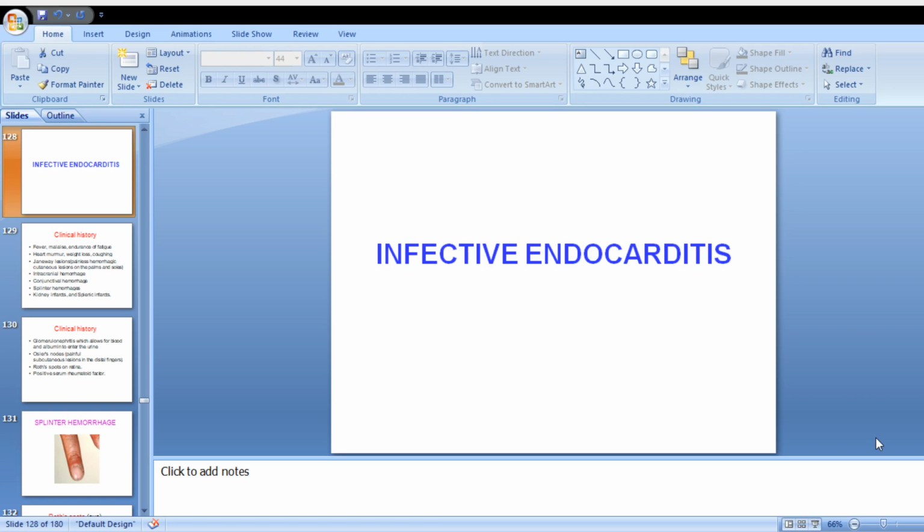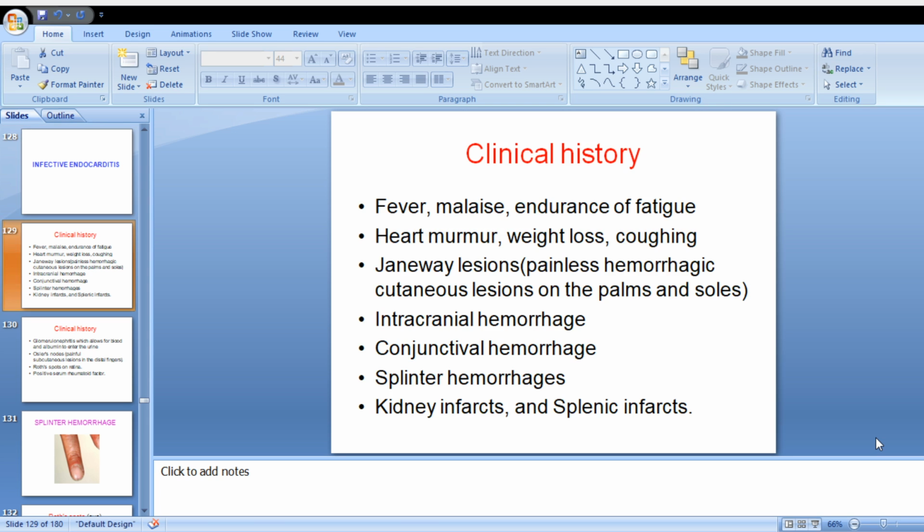We will start a new topic from cardiology. Very important topic, infective endocarditis. First, we will see clinical history and findings. Patient presents with fever, malaise, and fatigue. Heart murmur can be seen.